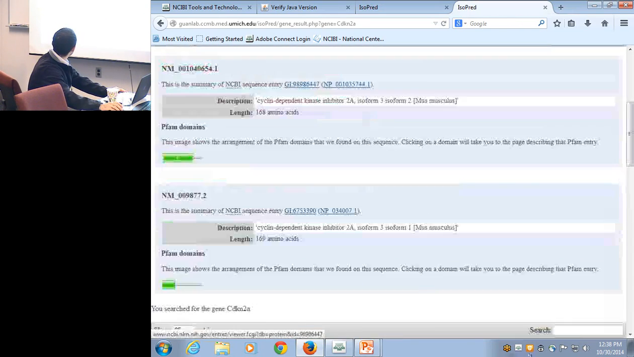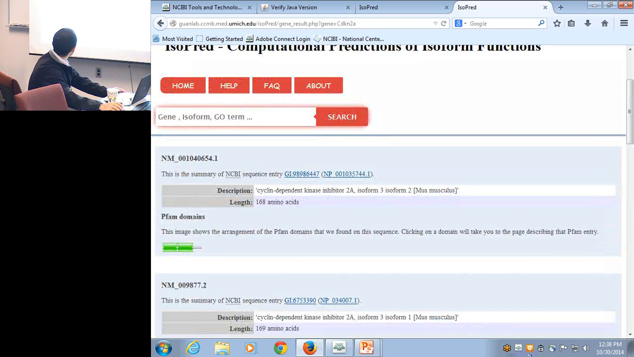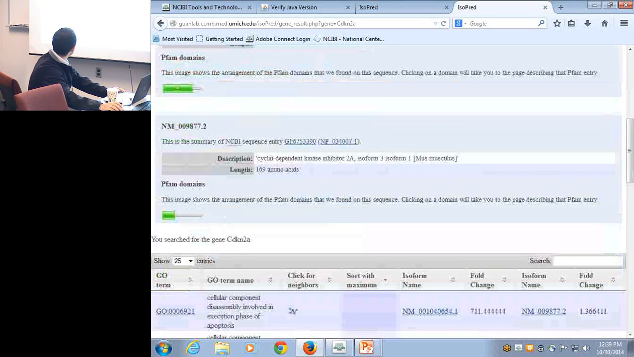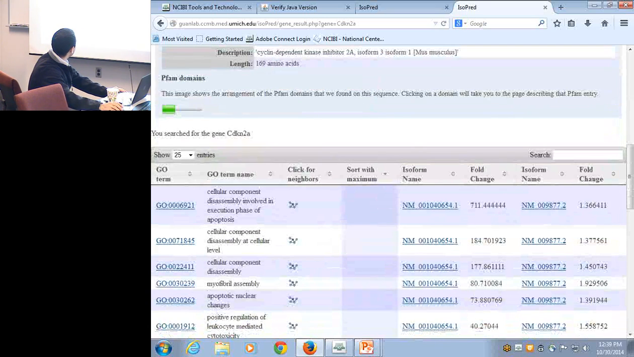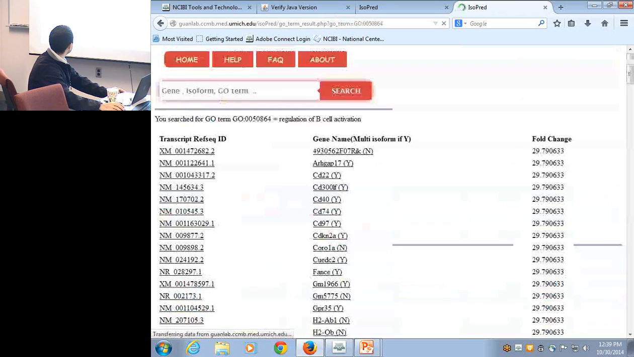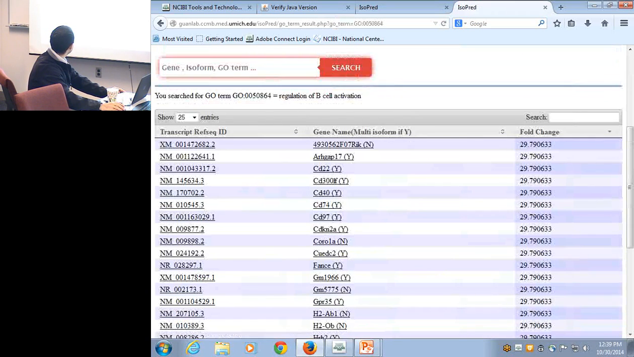It gives information about the transcripts, it gives PFAM domain information, and it gives the predictions for each GO term, sorted by the maximum fold change. So here we see that this one is more likely to be functional for this term, or we can sort based on the second isoform too if we want. Or we can look at the GO term page, where we see the more likely functional genes or isoforms for this GO term.